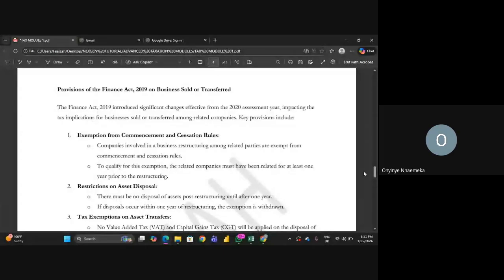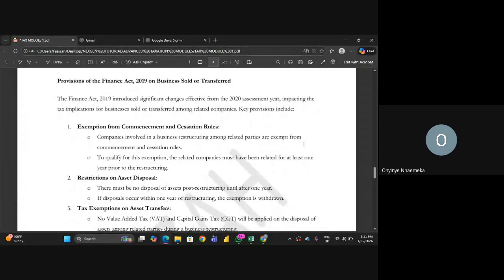Some part of the adult wear has ceased, the food has also ceased, and the male wear has kind of commenced. But in that case, since they are related parties, we're not going to treat them as commencement and cessation. So that's one of the things that the Finance Act has brought. They are going to be exempted. But there are some conditions for them to be exempted.